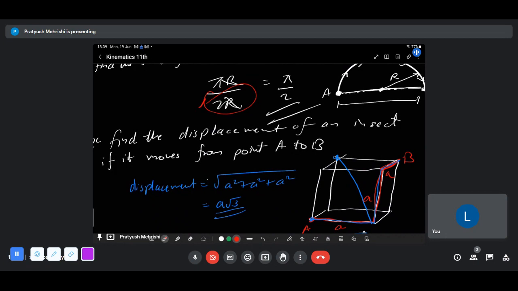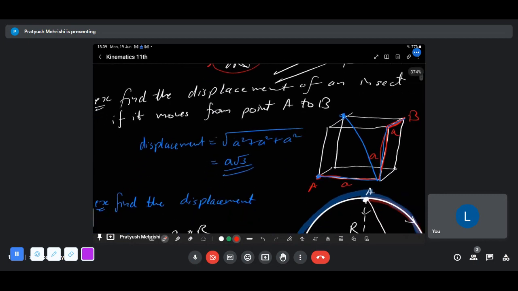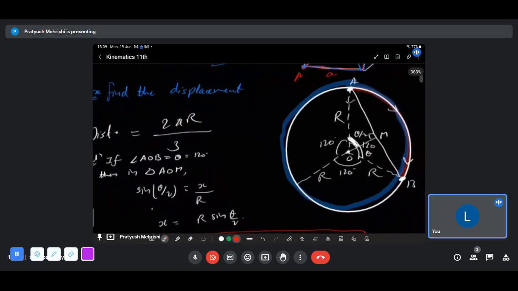Under root of a square plus b square plus c square. We just calculated this diagonal. Okay.